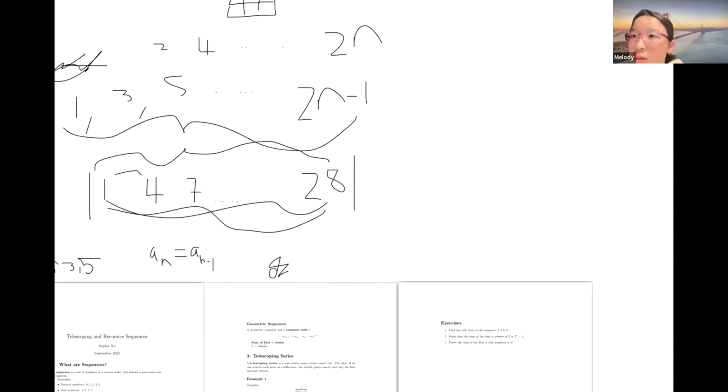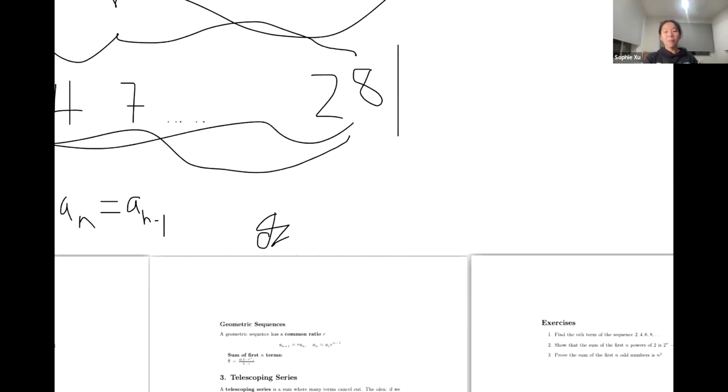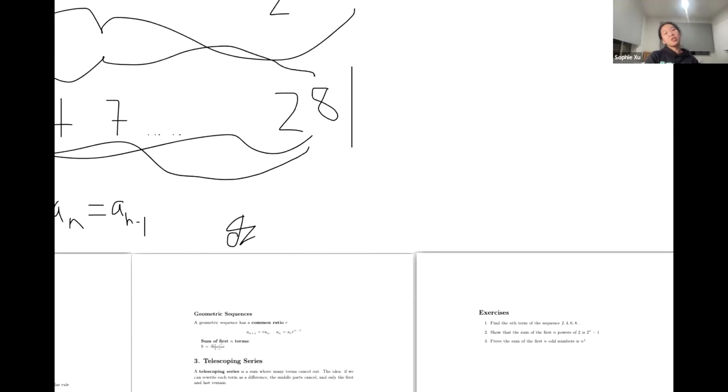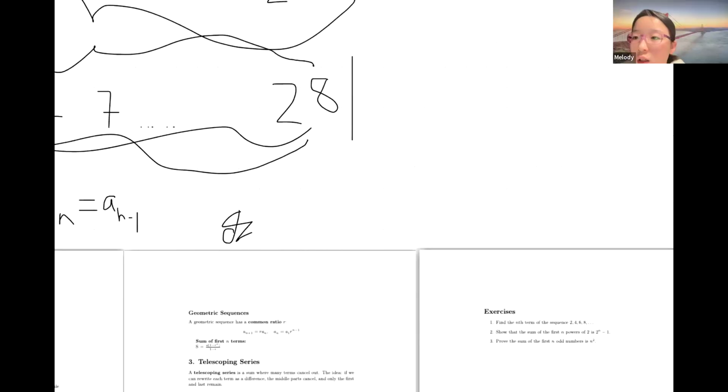It's not 1, 1, 1, 1. 1, 2, 4, 8, 16. So what's the common ratio for that? The common ratio for that sequence is 2, because you multiply by 2 every time, right? So it's a common ratio of 2.